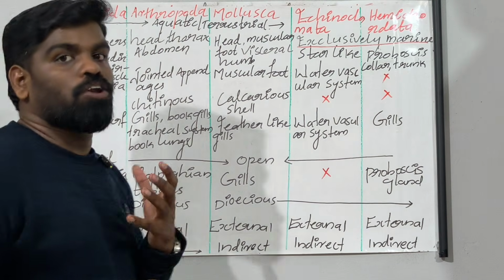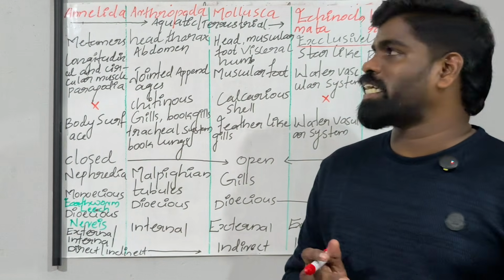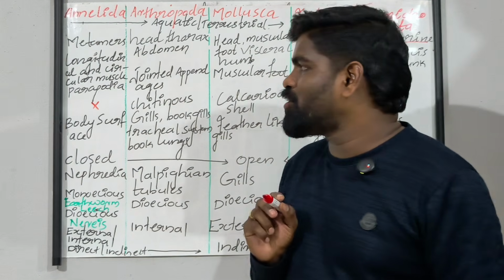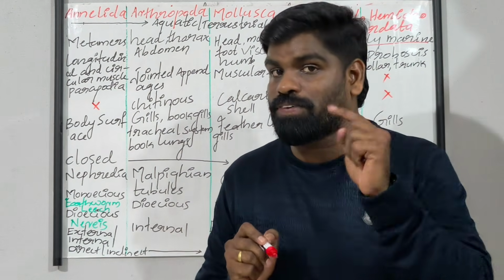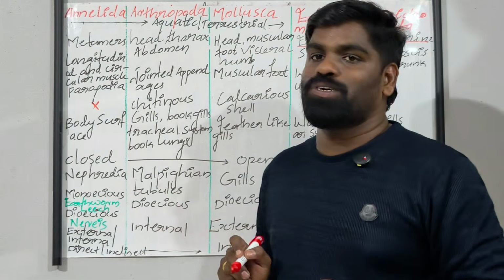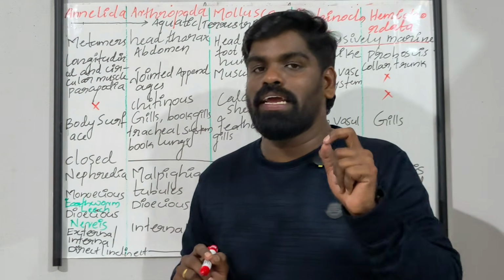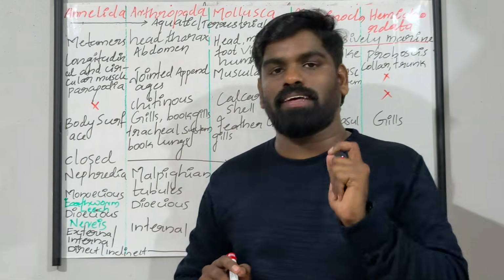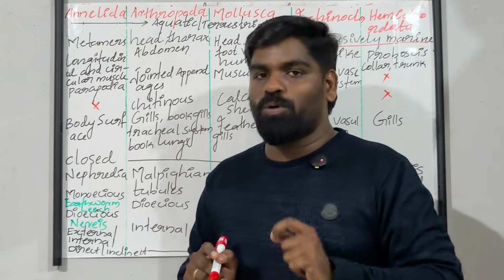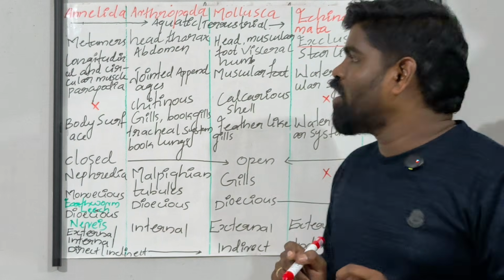Now in case of locomotory structure, annelids have longitudinal and circular muscle. That is very important: the first phylum having longitudinal and circular muscle is Annelida. And in Nereis, the example, they have parapodia as their locomotory organ.